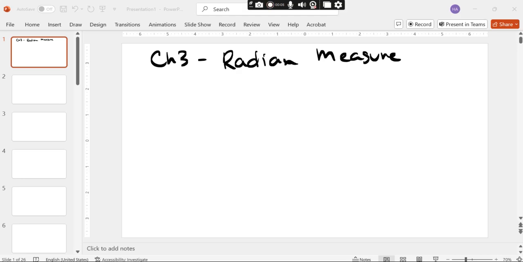We good? So we are on Chapter 3, Radian Measure. Remember if we had degrees, with degrees we did have decimal degrees, and then we had degrees, minutes, seconds, right? So for degrees, there's kind of two different ways we write them. This will be a totally different way of measuring called radian measurement.